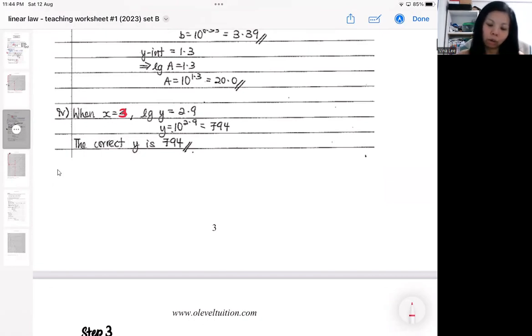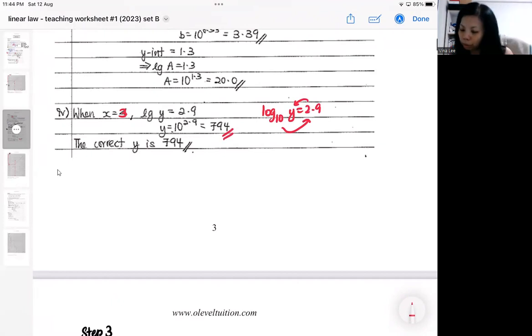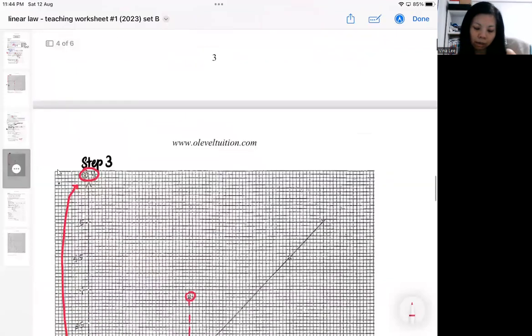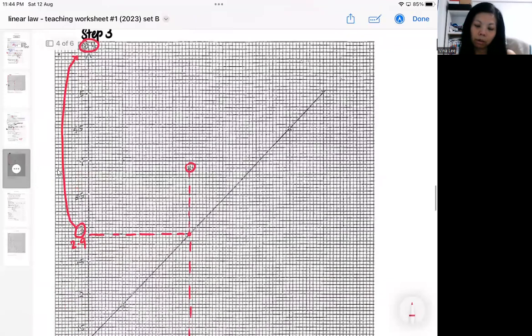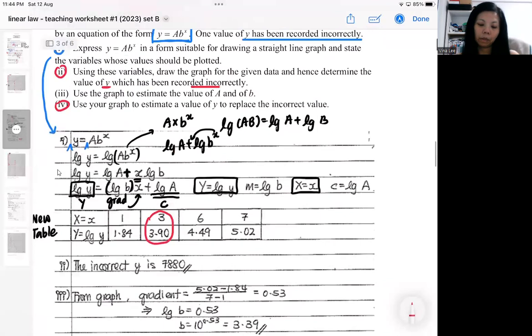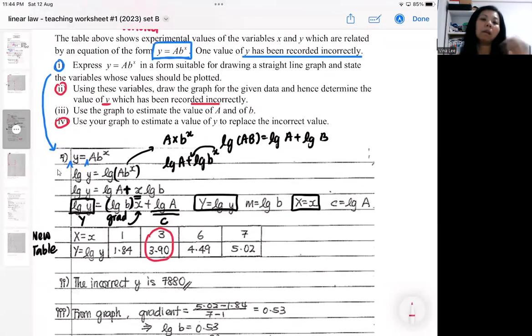So change it to your index notation. Don't forget, LG is base 10. So from here, you get the correct value. The correct value should be 794 instead of 7880. So that's how we get the incorrect value and how we correct it using the graph.